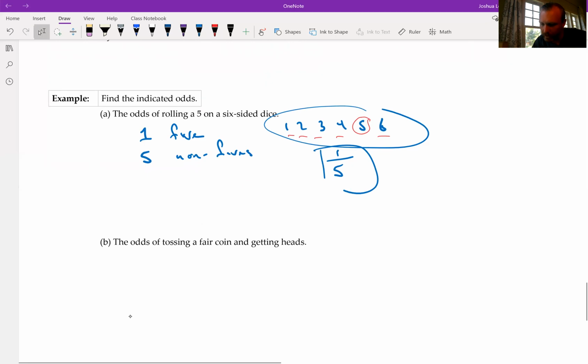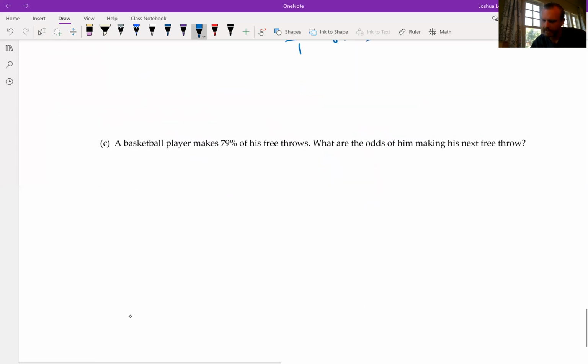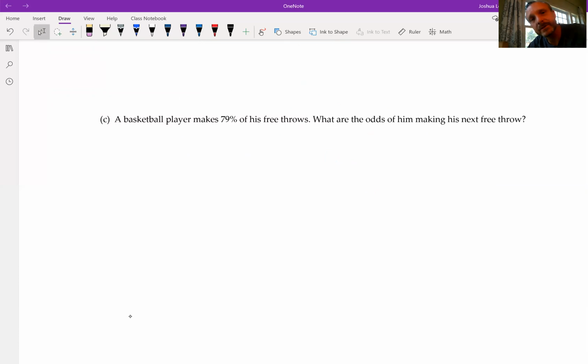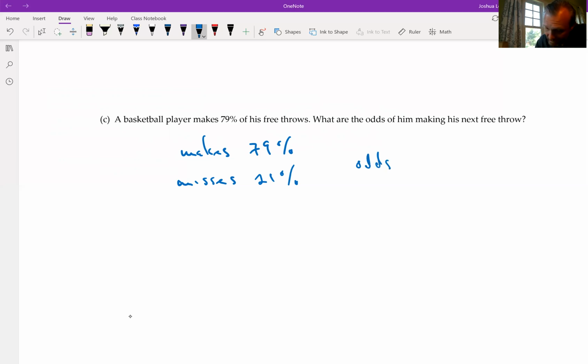How about the odds of tossing a fair coin and getting heads? Well, it's going to be heads or tails. The odds are 1 to 1, right? Or just 1. A basketball player makes 79% of his free throws. What are the odds of him making his next free throw? Well, if he makes 79%, then he misses 21%. And so the odds of making would be 79 to 21. Okay.